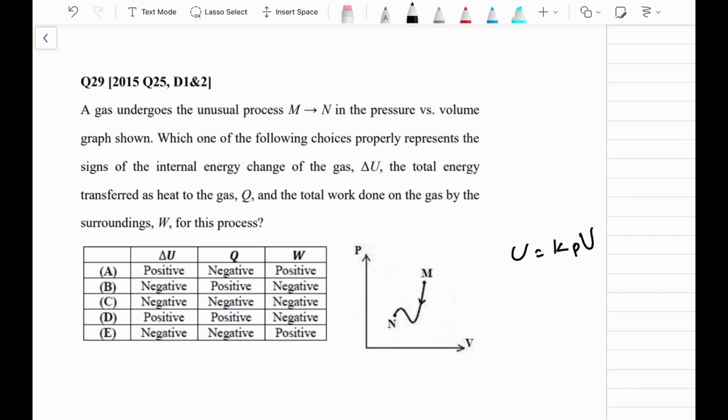And for Q, I suppose we can look at the work done first. The question says total work done on the gas. In this case, the volume decreases, so therefore there is positive work done on the gas. And the answer should be E.